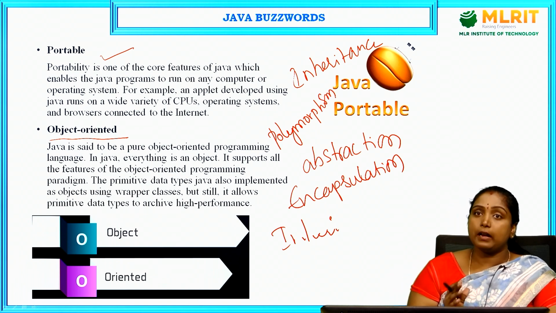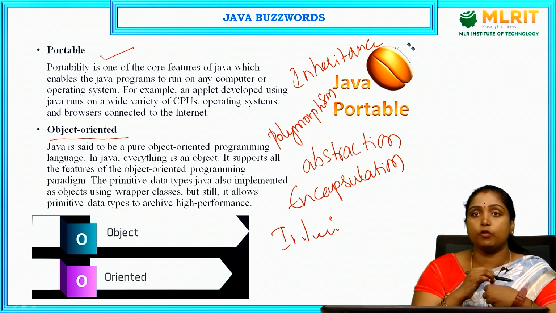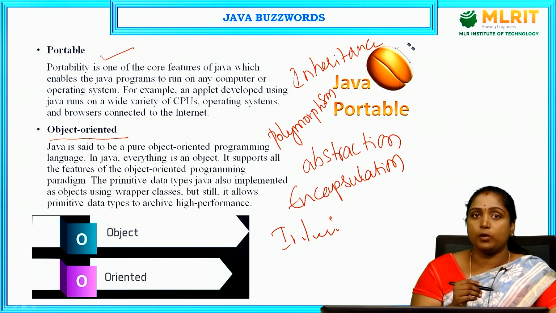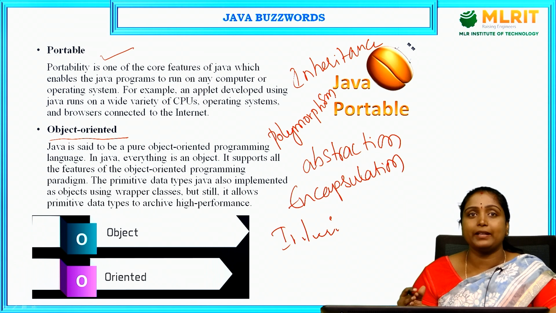polymorphism. One in many forms. One thing is doing n number of works, that is polymorphism. As we can say, these are the 4 object-oriented concepts. So Java is an object-oriented programming language.